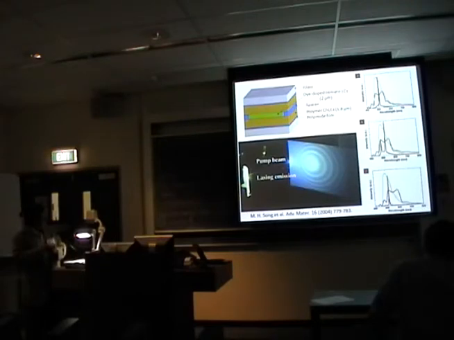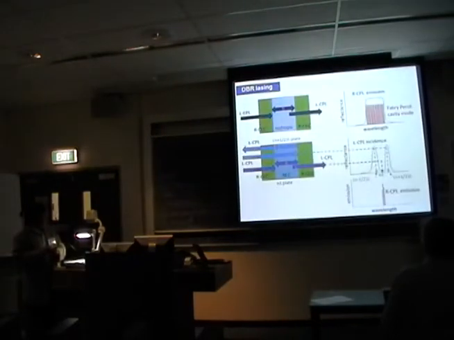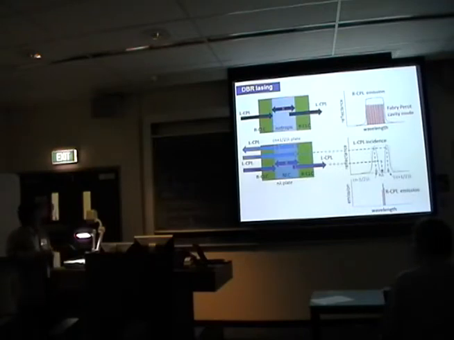But at least this defect lasing is more advantageous in view of the threshold pump power. Okay. So these are the story of defect mode lasing, and the next one is DBR lasing. DBR is distributed Bragg reflector lasing.